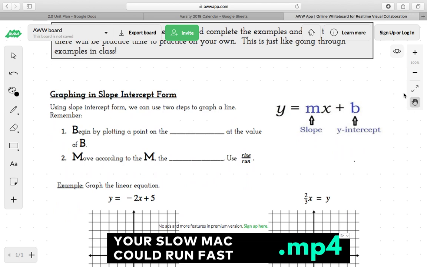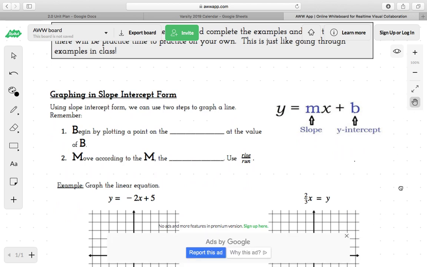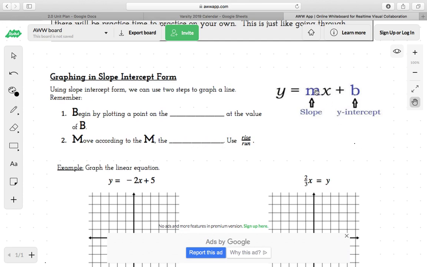So first for slope-intercept form, we have y equals mx plus b. And so our m is our slope, and that's always the number in front of x. Our b is our y-intercept, and those are the two numbers that we're going to use. So in slope-intercept form, we always begin with our b, so begin with b, by plotting a point on the y-axis at the value of b. Okay, so we plot a point on the y-axis, and the y-axis is the vertical one. So we start with a point there.